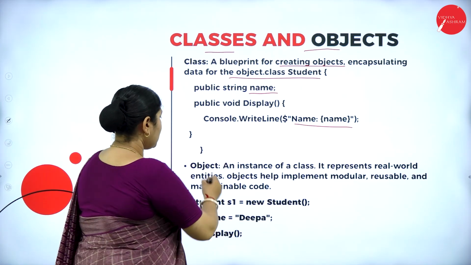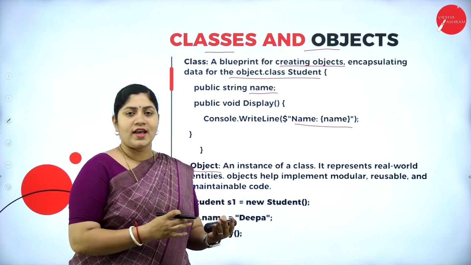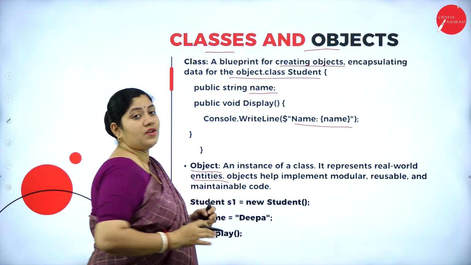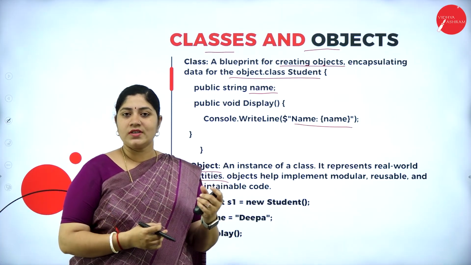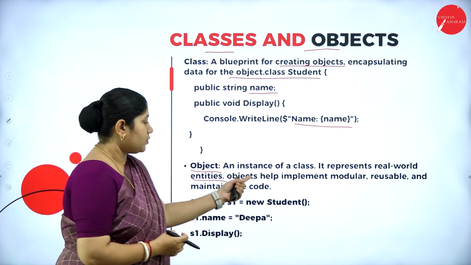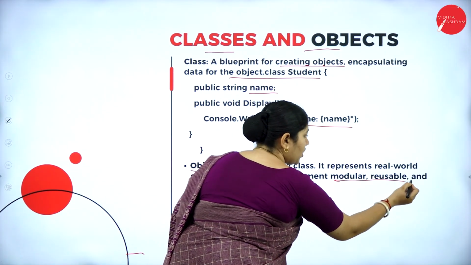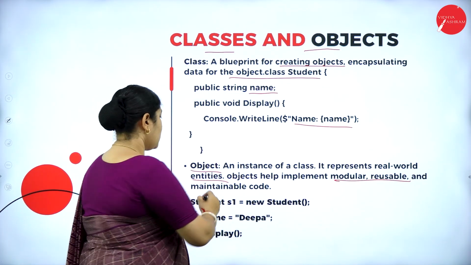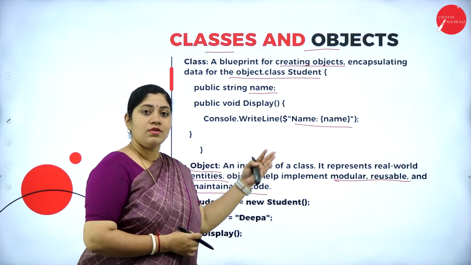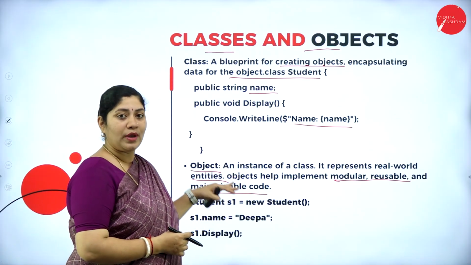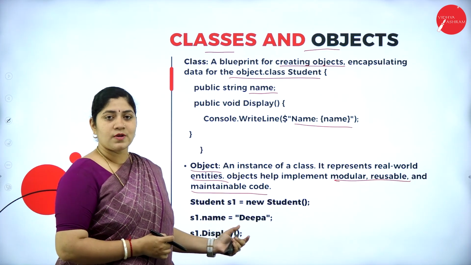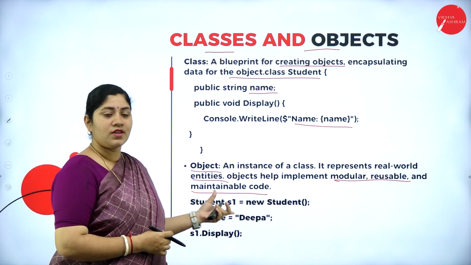Up next, let's see what an object is. An object can be called an instance of a class. It can represent real world entities. The object is considered to represent the real world entities. It helps in implementing modular, reusable code as well as maintaining the code. So this is a simple object. And now let's see an example. We are defining a student with S1.